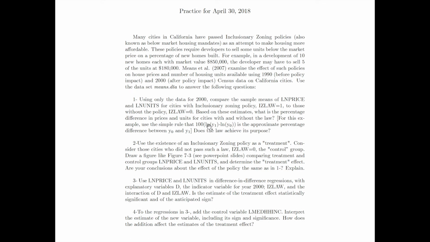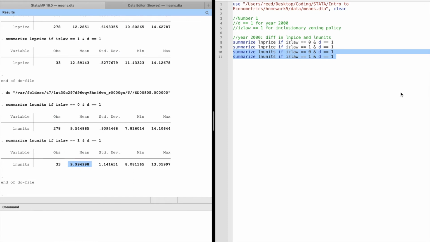Use the simple rule that 100 times (ln y1 minus ln y0) is the approximate percentage difference between y0 and y1. So let's calculate that.